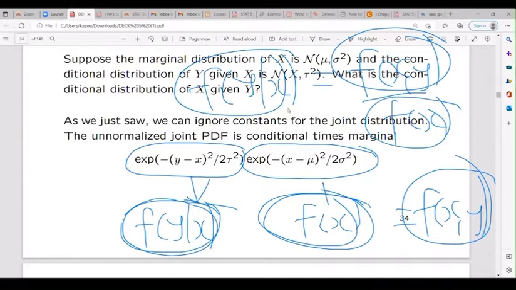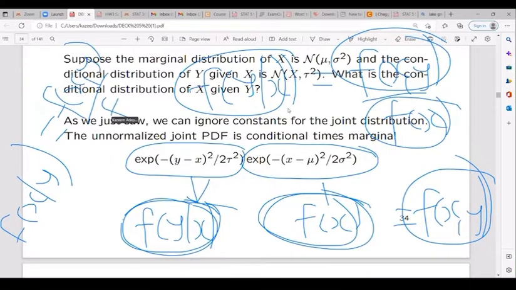What am I going to do? This is what I'm looking for, f of x given y. Of course, if I want to get f of x given y, it's just going to be the joint divided by f of y. So I need to figure out f of y. And when I figure out f of y, I'm going to use it to divide f of xy. And that will give me f of x given y.